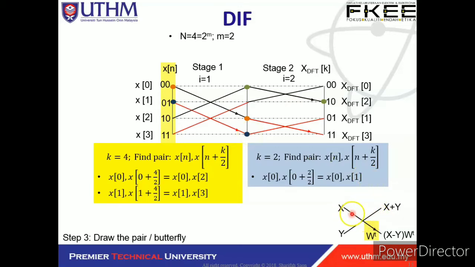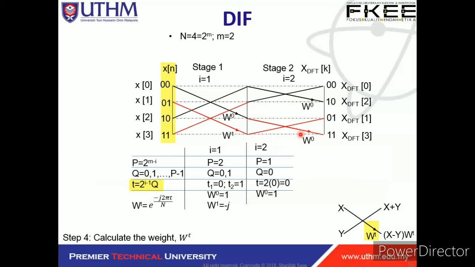Alright, so this is the figure of the DIF butterfly. We can see here the weight is at the right side, the lower right side. So next, you put the arrow at the lower side of the butterfly here, for all these 4 shapes of butterfly.